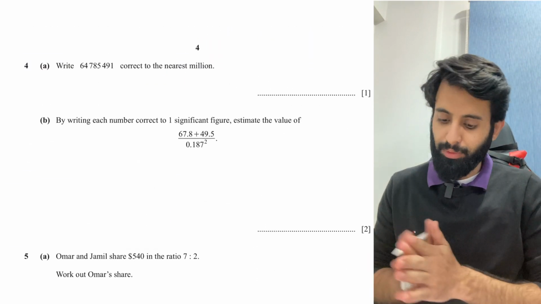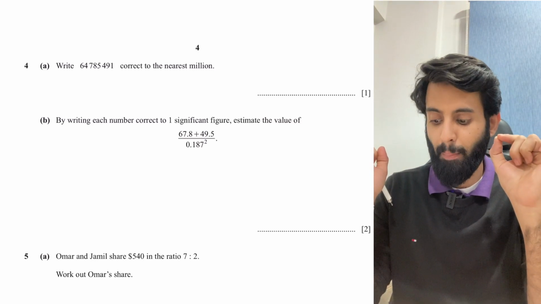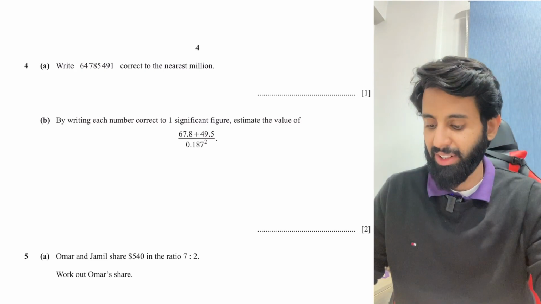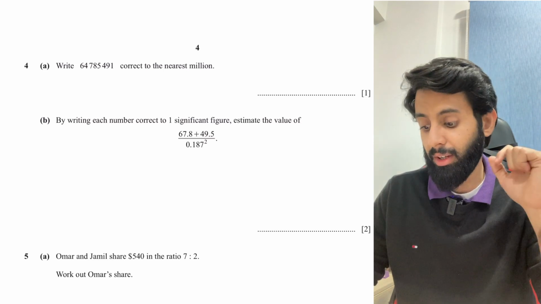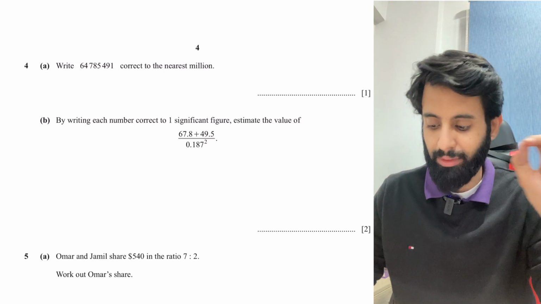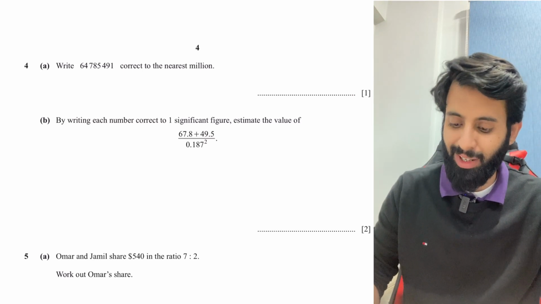Now we come to question number 4, which says write 64... Okay, so you know what? I'm going to read it as a number. First, I'll just read out the digits. So 64785491, correct to the nearest million. Okay, so this number is actually 64,785,491. Okay, so that means it's 64 million something, right?